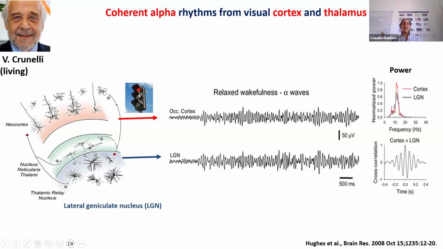You see the symbol of red to emphasize that an ample EEG activity is related to quiet vigilance, relaxed wakefulness. So it's a sort of stop of intense information processing.